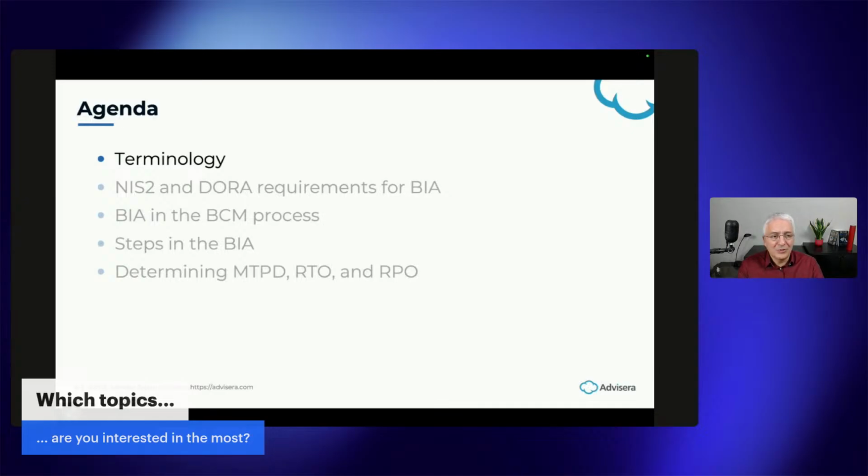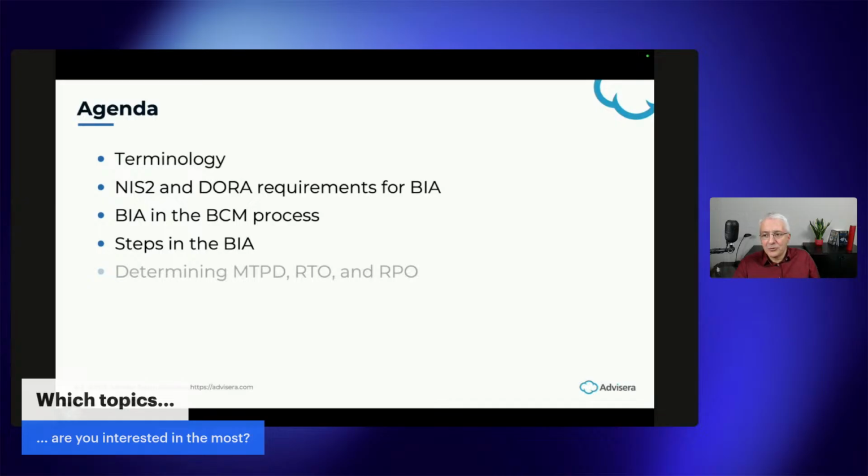So I'll first go through this terminology, because there is very often confusion around what is the MTPD or RTO or RPO. So I'll explain these things in the beginning, and I'll also show you exactly what the requirements of NIS2 and DORA are when it comes to BIA. And then I'll show you where this BIA fits in the overall business continuity management process. BCM stands for Business Continuity Management. Then I'll show you the 5 steps within BIA, so what exactly you have to do to do the BIA.